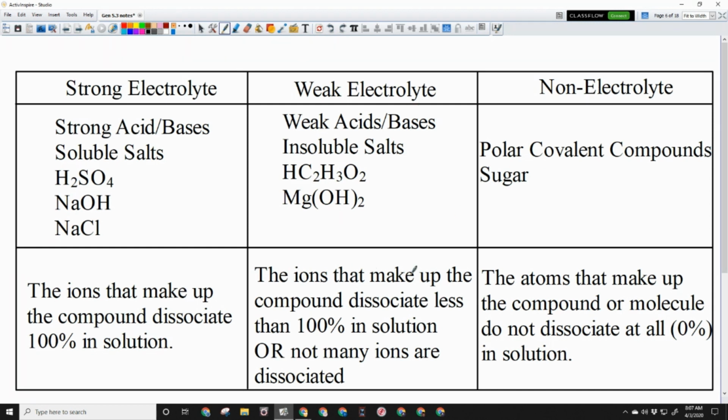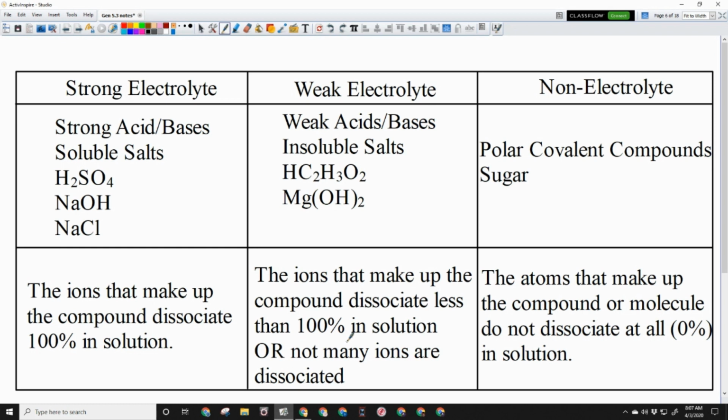Okay, and the ions that make up the compound dissociate less than 100%. So here, strong electrolyte, 100%. A weak electrolyte is anything less than 100. It could be 99%, and then it's considered a weak electrolyte.